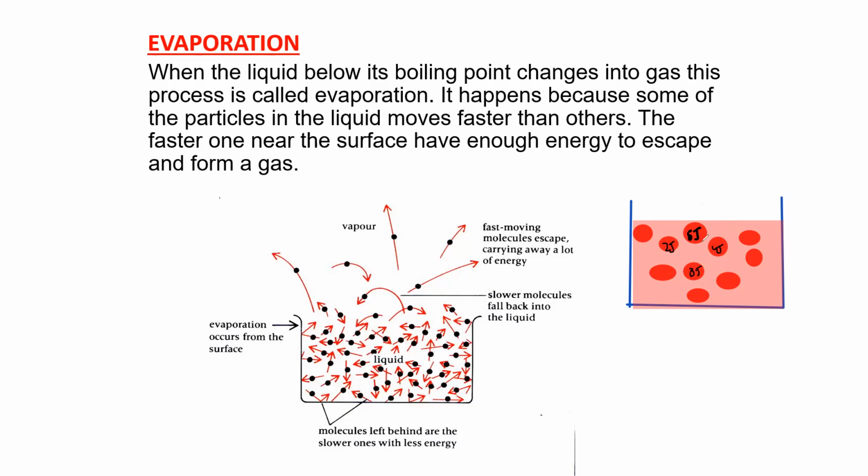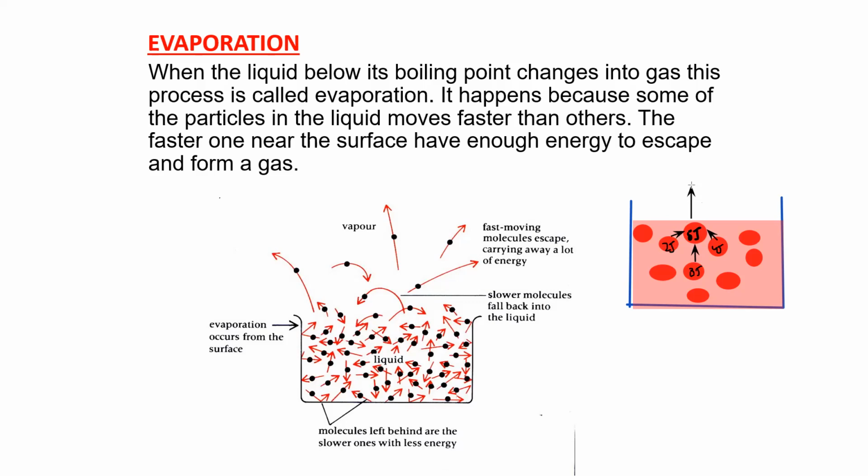Now how does the process of evaporation occur? The particles at the surface gain energy from the surroundings. They take energy from their neighbors. So this particle which had 5 joules of energy will take some energy from the particle of 4 joules, some from the particle of 2 joules, and some from the particle of 3 joules. When it takes energy from these particles, it now has sufficient energy.